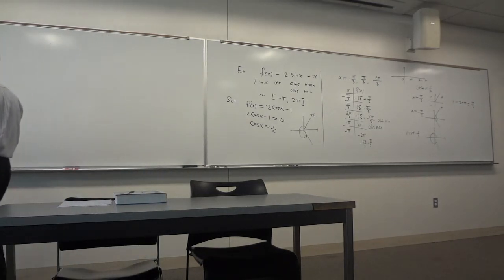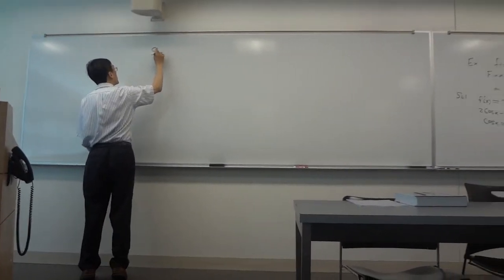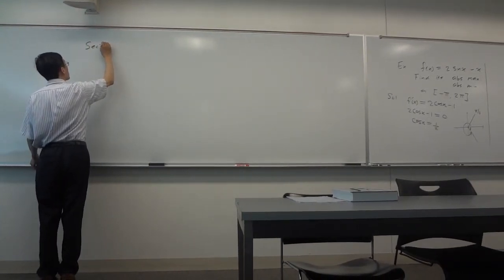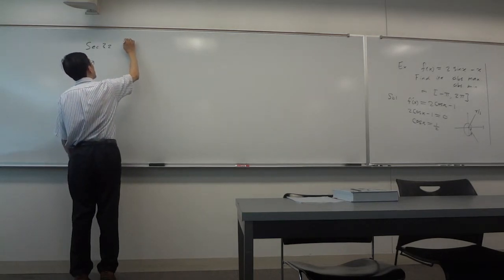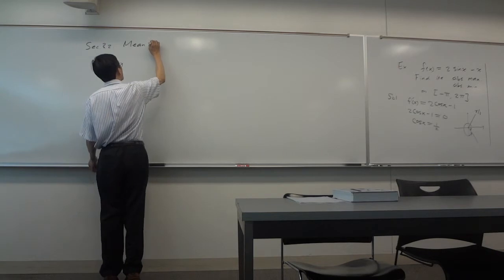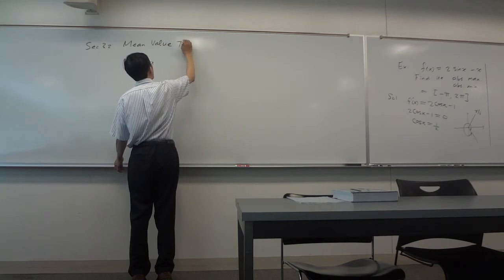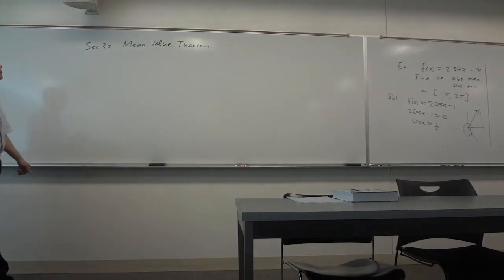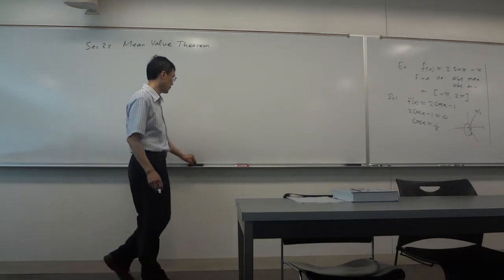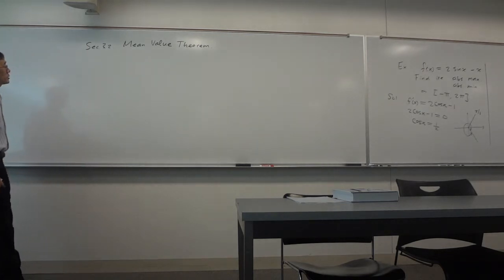So let me move to the new section. Last time we talked about section 3.1. Today we're going to talk about 3.2, possibly the next section. 3.2 is called the mean value theorem. Okay. Slightly abstract perhaps for some of us, but it turns out to be extremely useful throughout this chapter and also later.